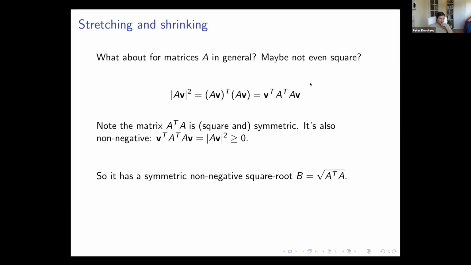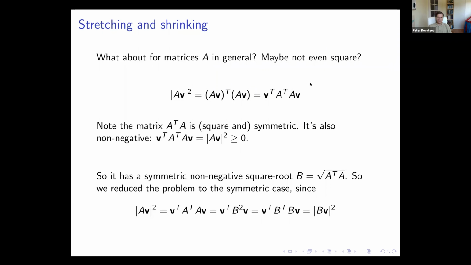So it has a symmetric non-negative square root, which we call B, the square root of A transpose A. And then we can reduce the problem to the symmetric case, because if you write the absolute value of AV squared as V transpose A transpose A V, or V transpose B squared V, according to our definition, which is of course the same as V transpose B transpose B V, or the absolute value of BV squared.